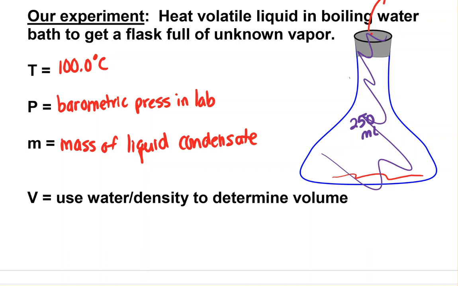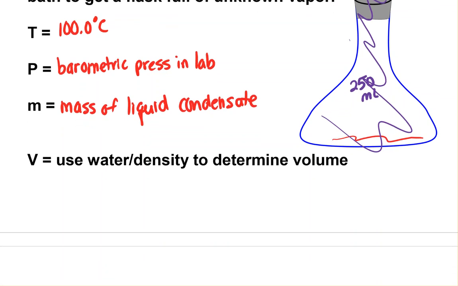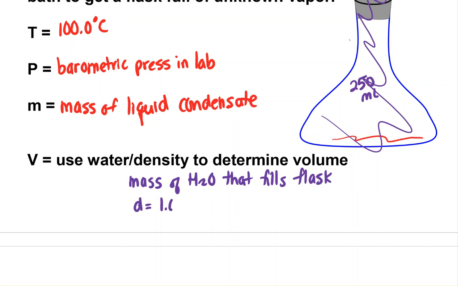So the way we get the volume is by using water. What we do is we fill it with water all the way to the top, and then we weigh it, and we'll determine the mass of water. From that we can use the density of water, and I'll do it to 3 sig figs. That's what we're going to use. And then from that we'll have the volume of water. And once we know the volume of the water, that is the volume of the unknown.